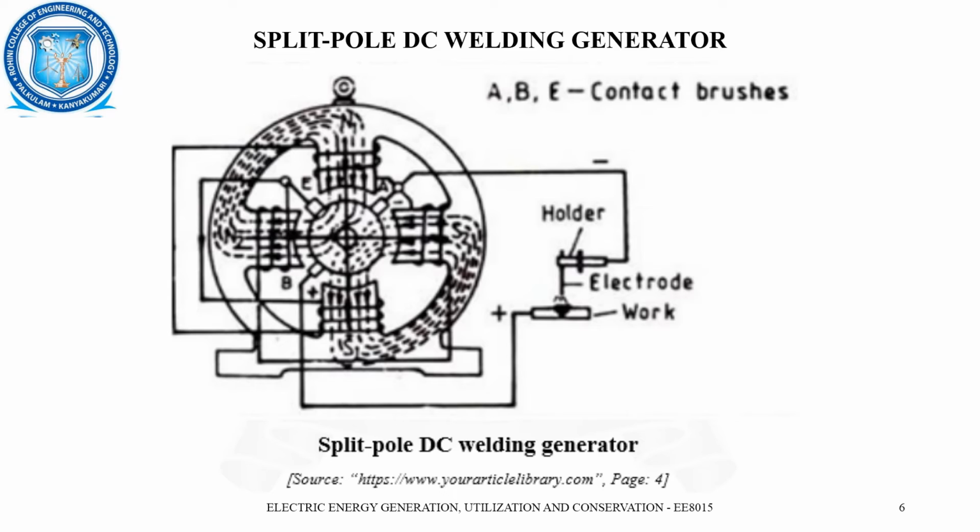How much the EMF of the armature is increased, that much density of the flux will be there to cut across the armature conductors. The welding circuit is connected to the brushes A and B, and the field coils wound upon the magnetic poles are connected to the brushes A and E.